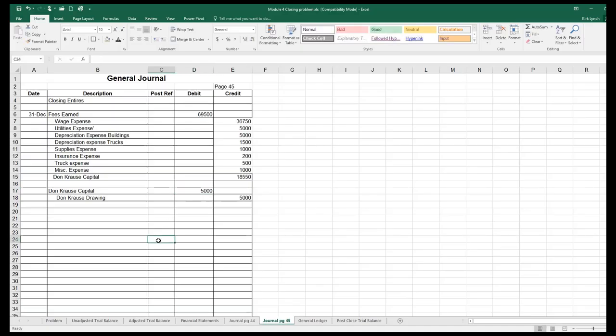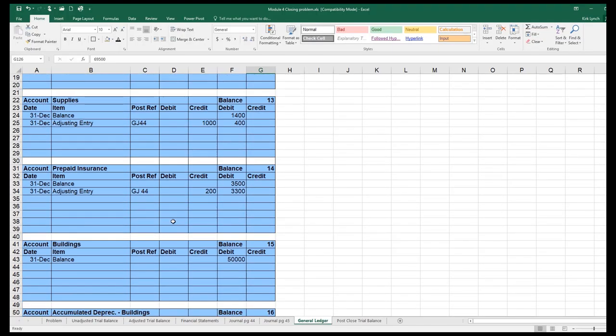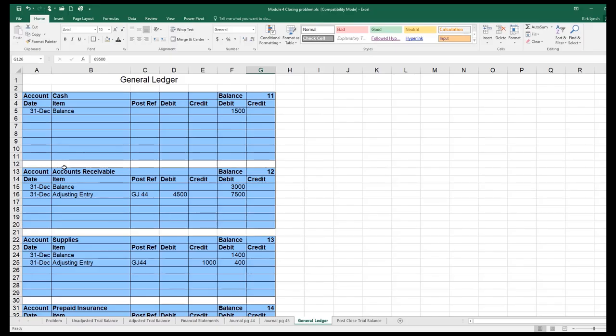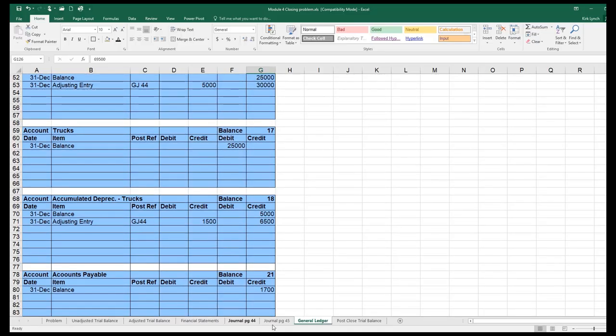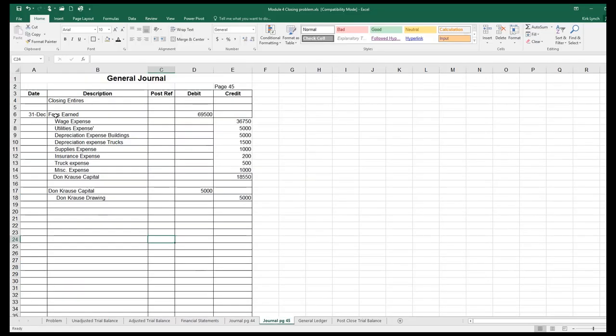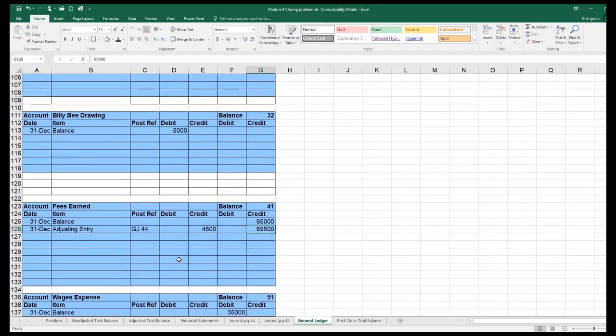Okay, so those are the journal entries for our closing process. 2 steps. Now we have to take this information and post it into our general ledger. And again, I'll do a couple of these and then we'll pause the recording until I finish them out, because the posting process is just repetitious and tedious. So let's start here with this one. We're going to go to the fees earned account, and we're going to post a debit of $69,500. So in our general ledger, we're going to go here and find our fees earned, and it's right here.